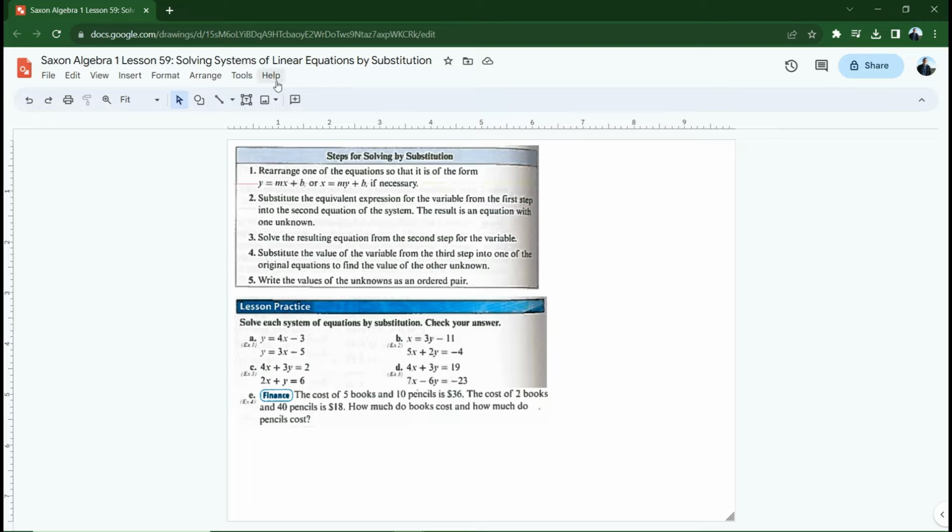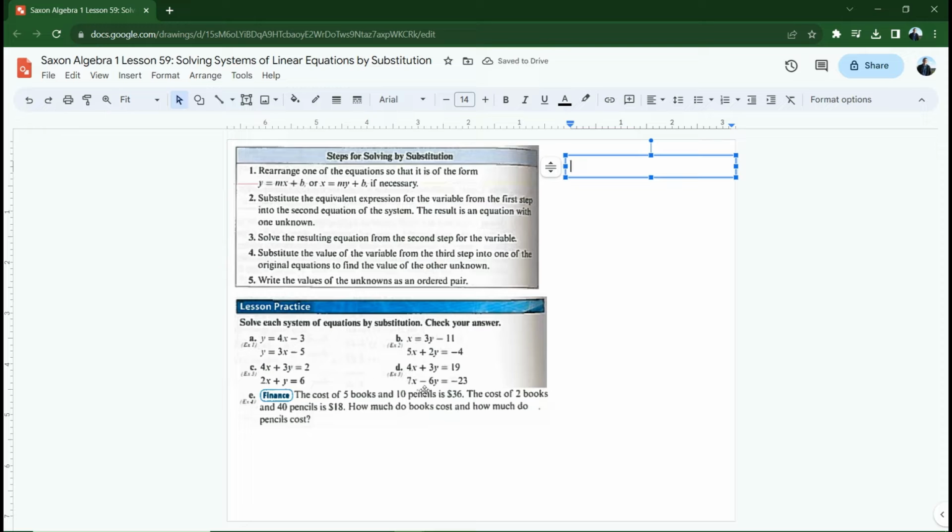So let's do letter A. In letter A, we actually have two equations that are already written in slope-intercept form. y equals 4x minus 3, y equals 3x minus 5. Hey, if y equals 4x minus 3 and y equals 3x minus 5, does it make sense that we could just plug in 4x minus 3 for y in the second equation? Because it's the same thing as y. So if y is 4x minus 3, then I'm just going to say 4x minus 3 equals 3x minus 5. Do you see what we did there?